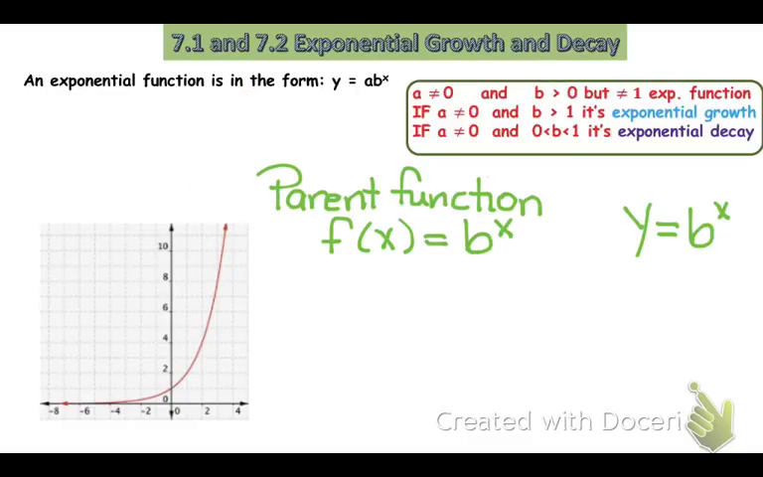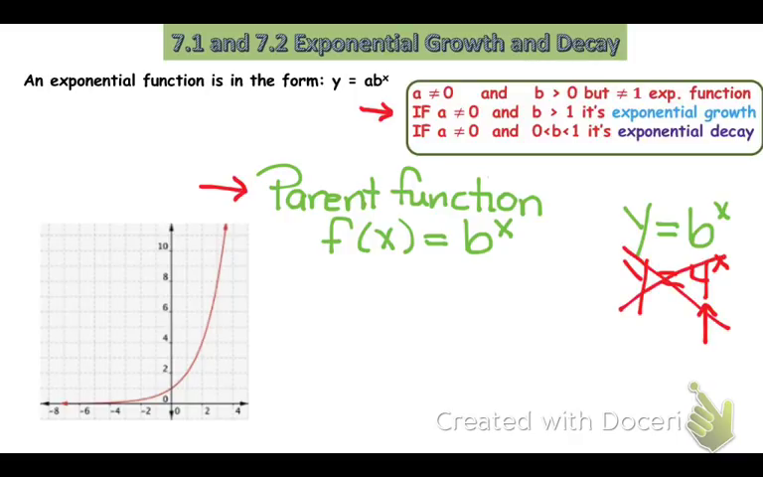So recall for exponential growth, b is greater than 1. And with all our graphs, we're going to have a parent function. And here it is, f of x equals b raised to the power of x. You might see it as y equals b raised to the power of x. If I subbed in a value, you might see y equals 4 to the x. And here, the growth factor is 4.